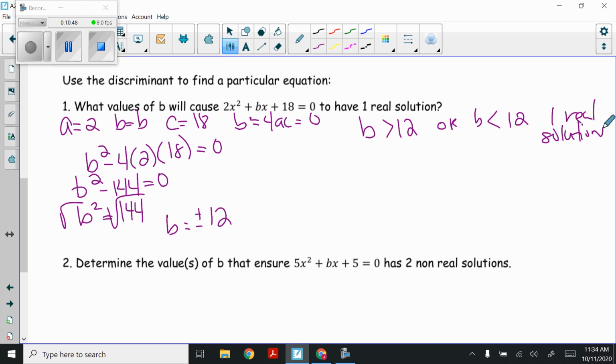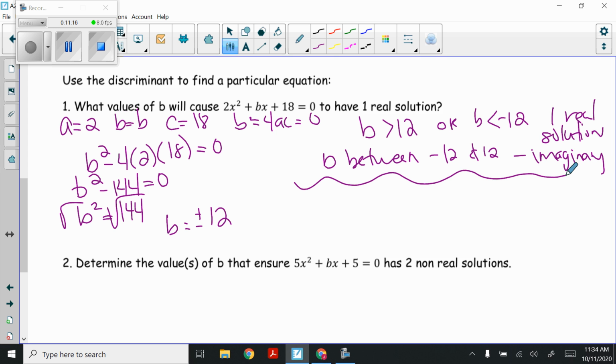What happens when b is less than negative 12? Got my negative there. What happens when b is between negative 12 and positive 12? So b between negative 12 and positive 12 would give me my imaginary, my two non-real solutions. Right? So if I wanted two possible equations, I just need b greater than or equal to 12 or less than or equal to 12. So this should have been like that.